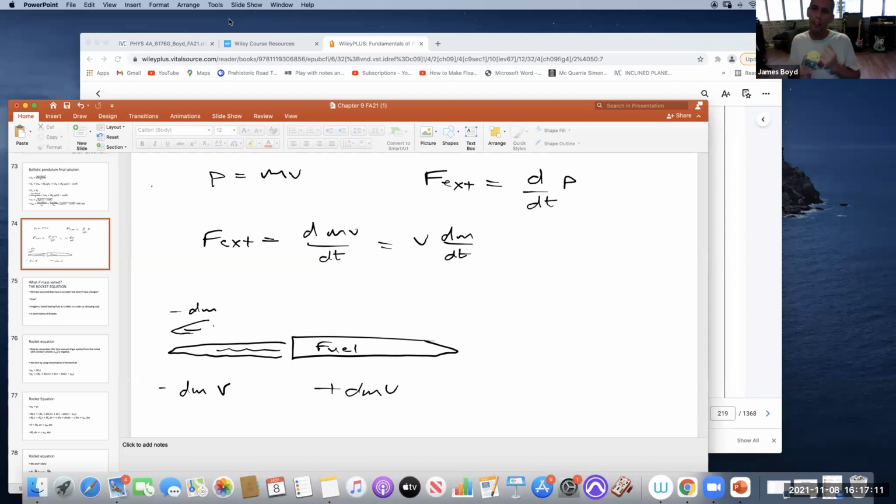So it's pure conservation of momentum. It's a little bit tough to get through, but when we get to it at the end, it's a very easy equation.